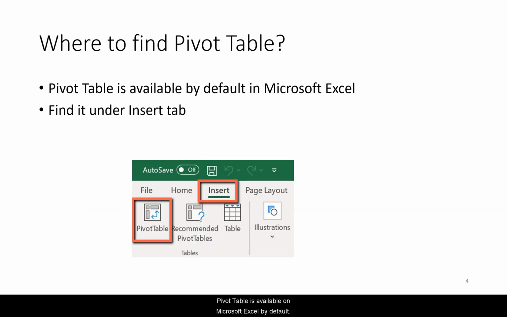Pivot Table is available on Microsoft Excel by default. All of you should be able to find it easily. After launching Microsoft Excel, go to Insert tab and you should see Pivot Table as shown in this picture.